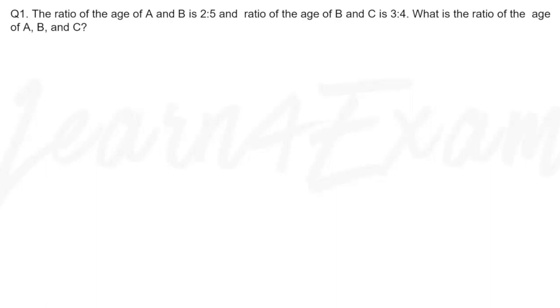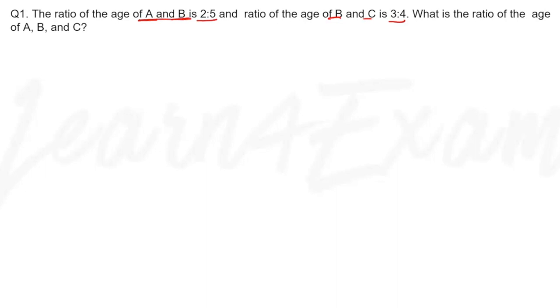The ratio of ages of A and B is equal to 2:5 and that of B and C is equal to 3:4. We need to find out what is the ratio between the ages of A, B and C. Please pause the video if you want to and solve it out and then continue to see the solution. Right, let's start then.